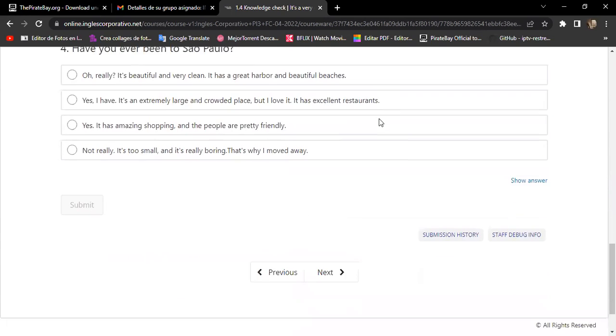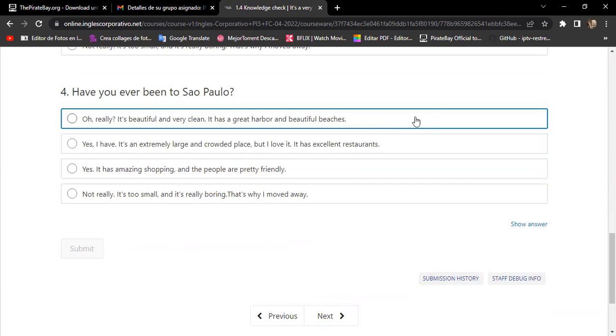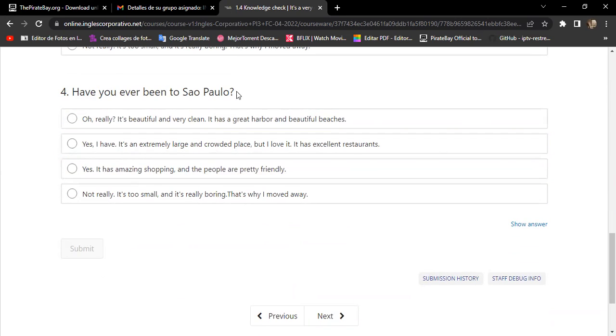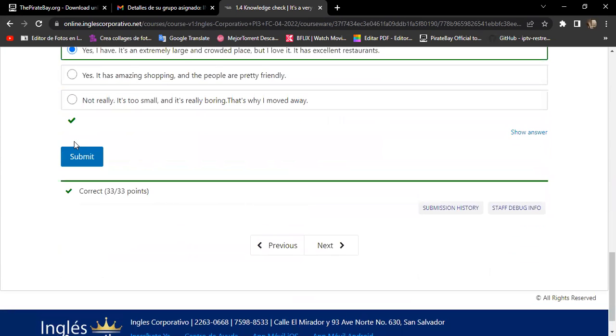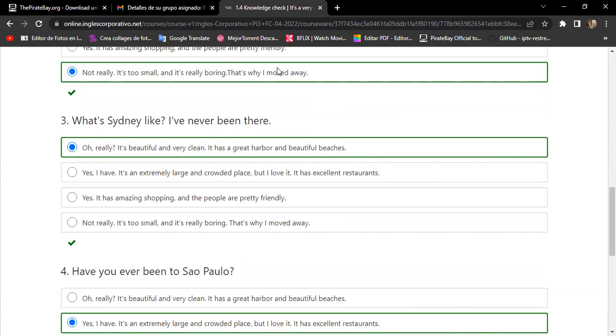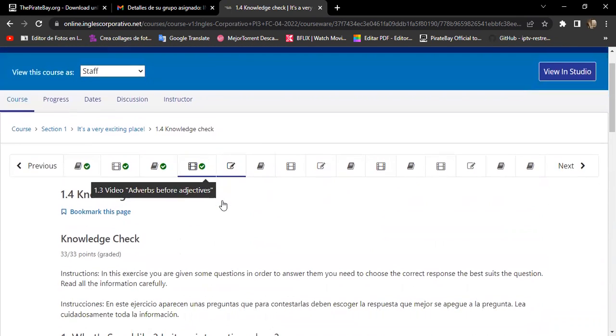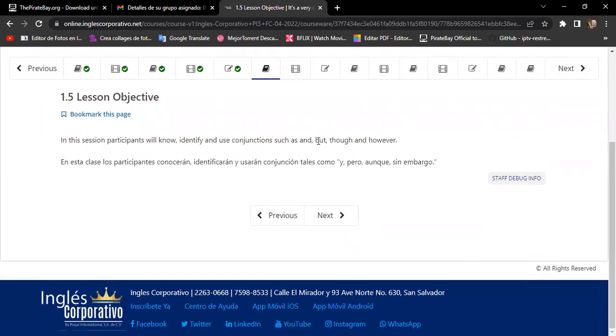Have you ever been to Sao Paulo? What do you think the correct answer is? Number two. Yes. Okay, they're all correct. Number two. Okay. Let's do this. En esta clase conocerán, identificarán y usarán conjunciones tales como y, pero, aunque y sin embargo.